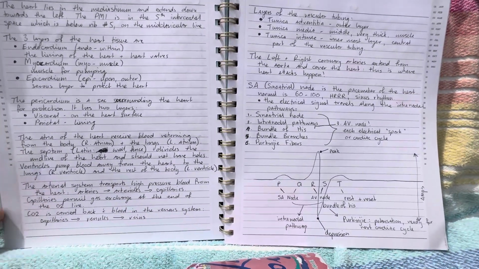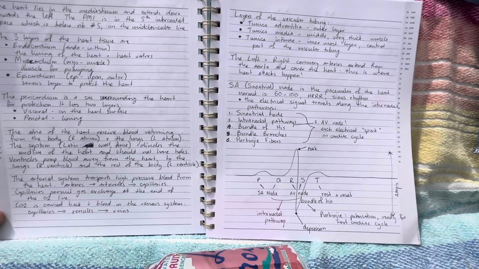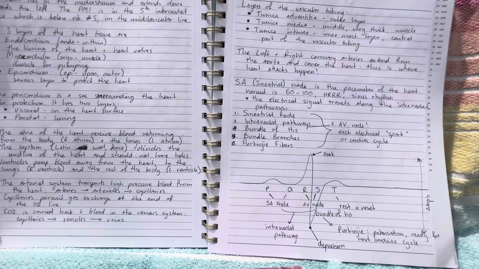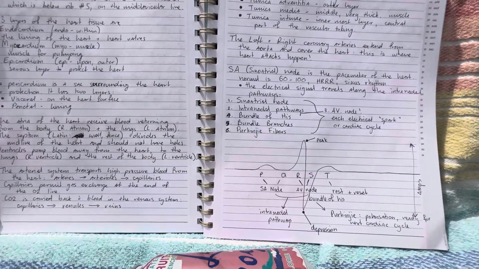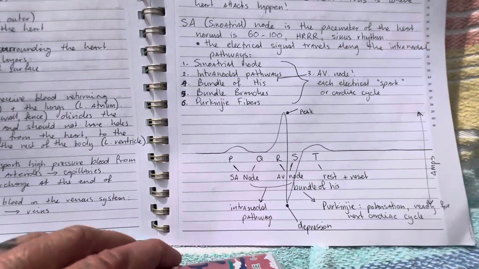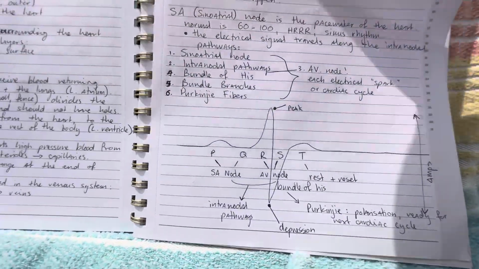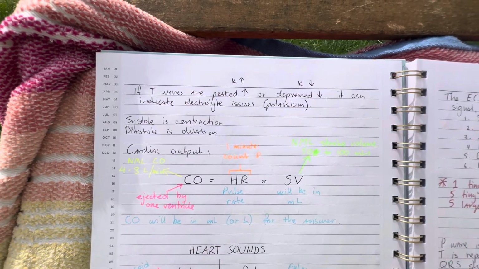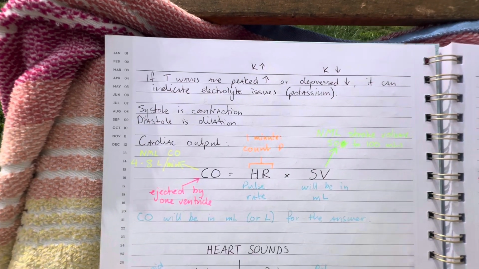The electrical signal travels along the intranodal pathways. Number 1 is the sinoatrial node, intranodal pathways, the AV node, bundle of His, bundle branches, and then Purkinje fibers. Each electrical spark is a cardiac cycle. That's one whole cycle. You can see what it looks like, and it's measured in amps. If the T waves are peaked or depressed, it can indicate electrolyte issues with potassium. So peaked is high potassium, depressed is low potassium.